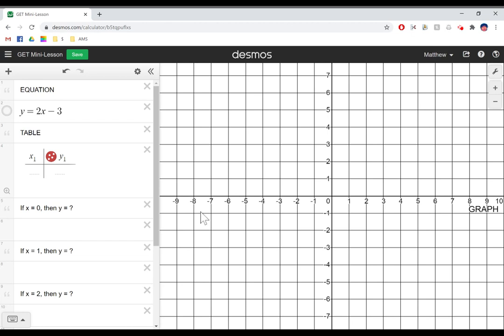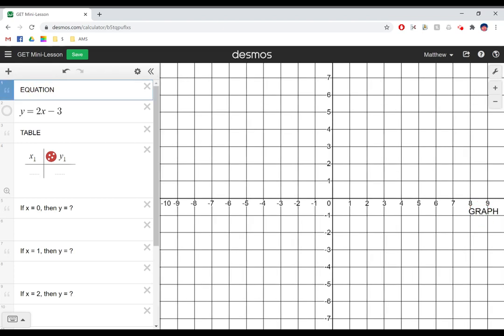We're talking about representing the relationship between two variables. Often we're going to have x and y. There are going to be three representations: one's a graph, one is an equation, and one's a table. They're all going to look different, but they're going to tell the same story.